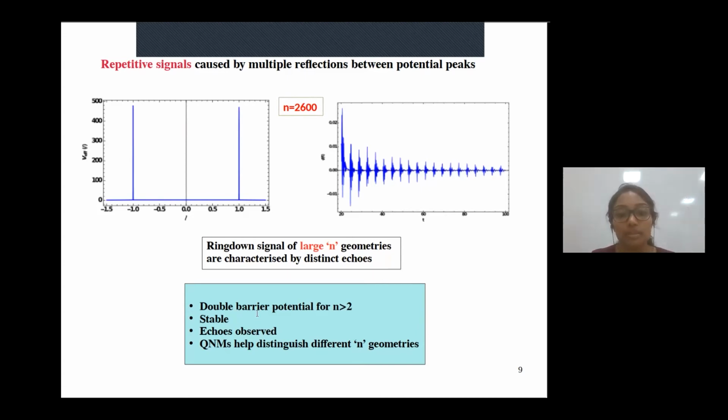So what we observe is that there is a double barrier potential for n greater than 2 geometries. The geometries have been observed to be stable. There are echoes observed, and the quasi-normal modes are distinct for each n geometry.